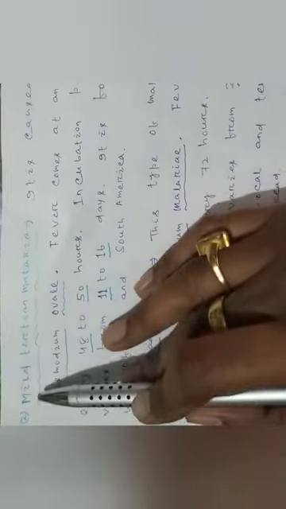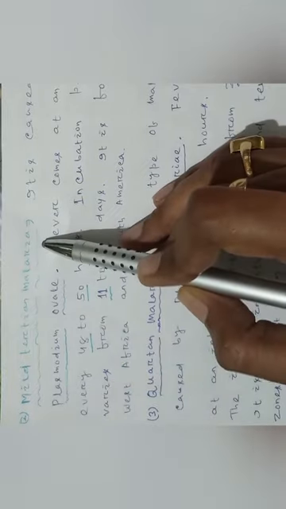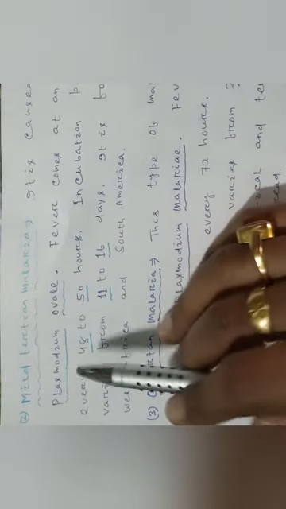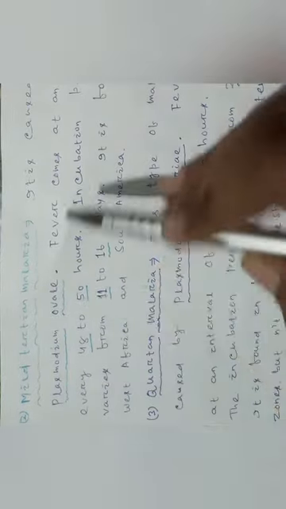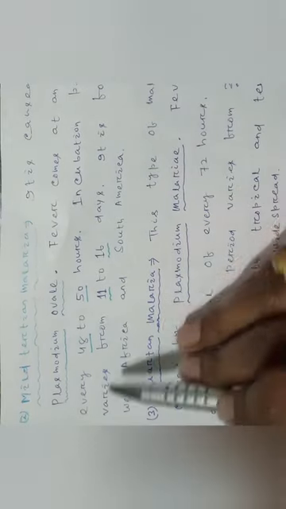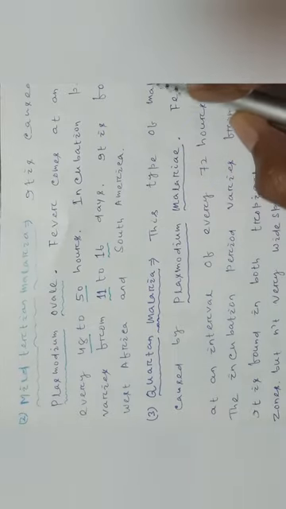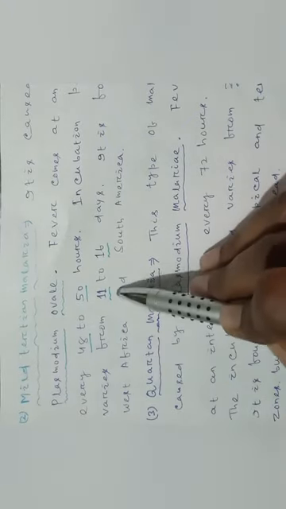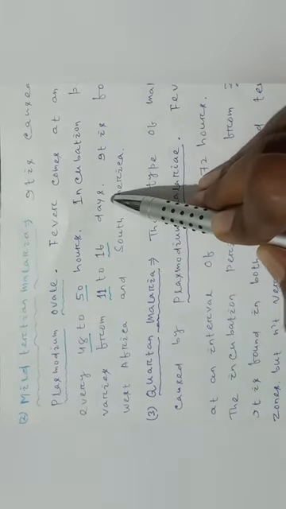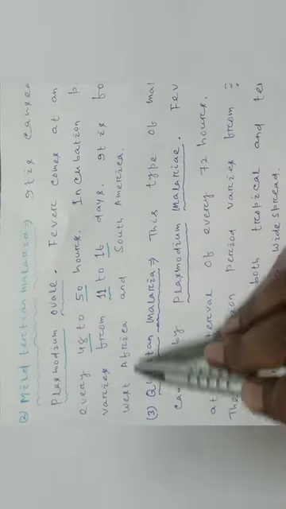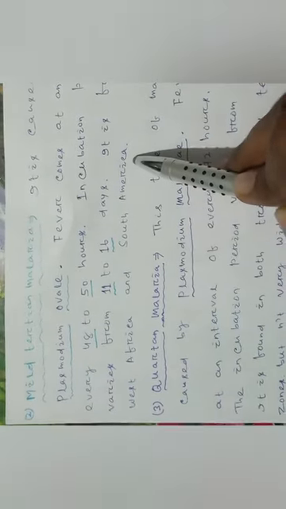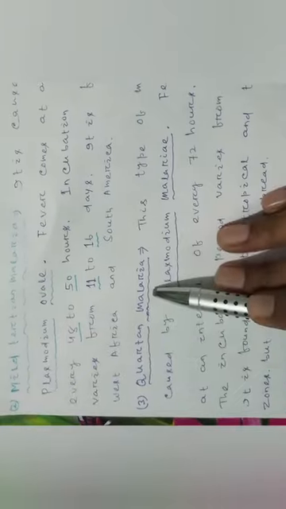Then number 2 is mild tertian malaria. It is caused by Plasmodium ovale. Fever comes at an interval of every 48 to 50 hours. The incubation period varies from 11 to 16 days. It is found in West Africa and South America.